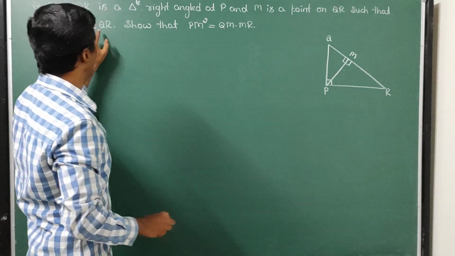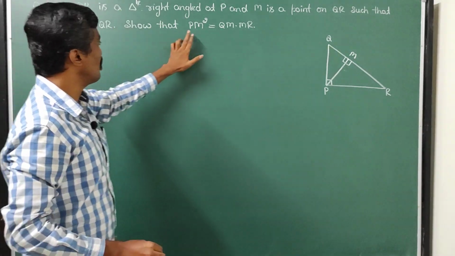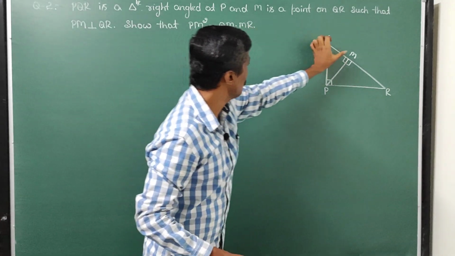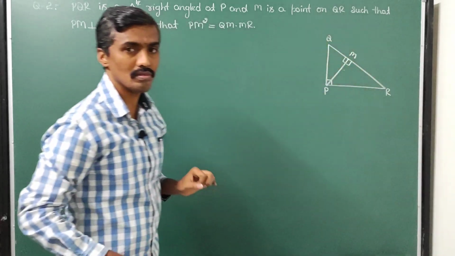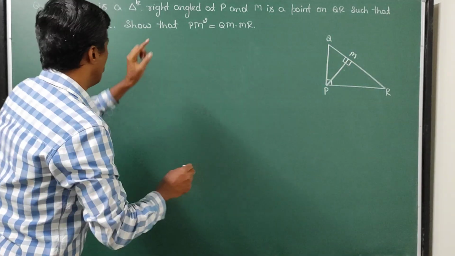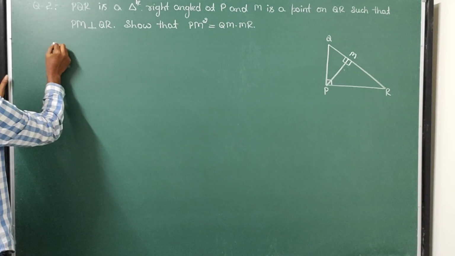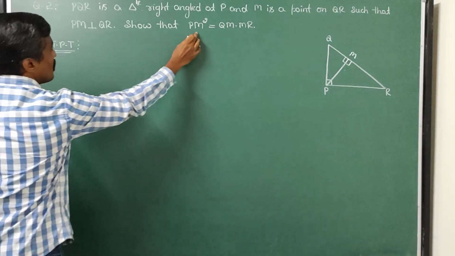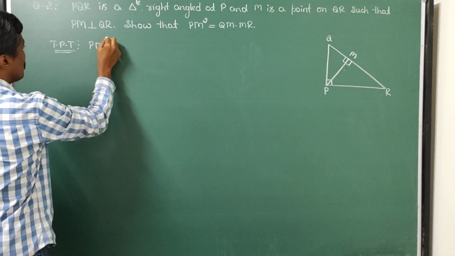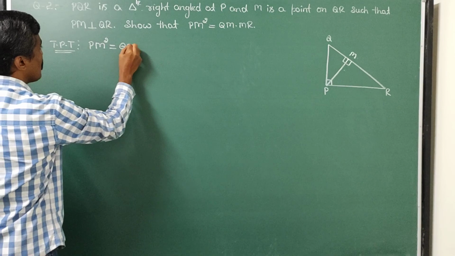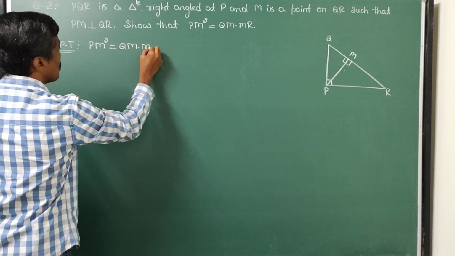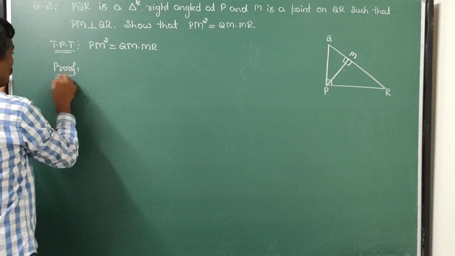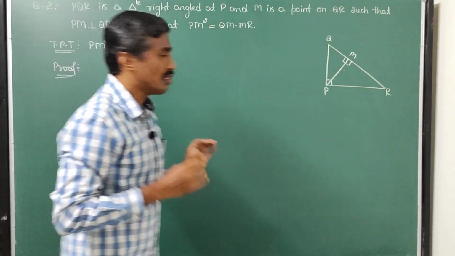So now, by using this data, we have to prove that PM square is equal to QM into MR. Okay, so I will start with what is to be proved: PM square is equal to QM into MR. Before going to the proof, let me discuss something.